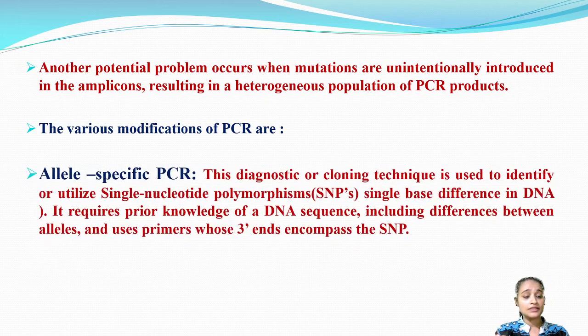The first one is allele specific PCR. This is a diagnostic or cloning technique which is used to identify or utilize SNPs, that is single nucleotide polymorphisms or single base differences in DNA. It requires prior knowledge of a DNA sequence, including differences between alleles, and uses primers whose 3' ends encompass the SNP. So for carrying out allele specific PCR, you need to have proper knowledge of your DNA sequence of interest.